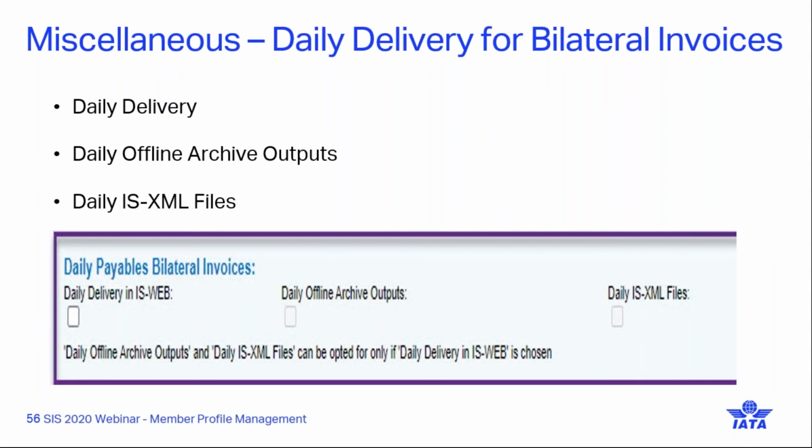This is helpful to you, to your member, because you might have better control of your bilateral invoices, and it's on a daily basis, which allows you to receive them within 24 hours, instead of waiting for the billing output generation that goes by billing period, as indicated in the SIS ICH calendar. Additionally to the daily delivery, you might want to also receive the daily offline archive outputs and your daily IS XML files. Please note that in order to receive these other two, you need to activate the daily delivery as shown in this specific part of the miscellaneous.